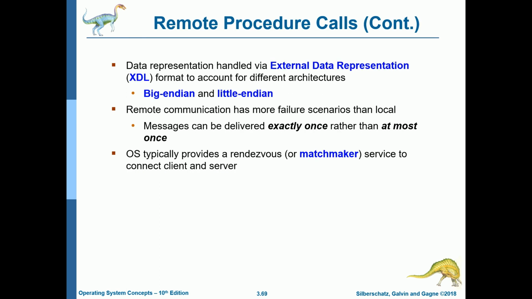Parameter marshalling addresses the issue concerning different data representations on the client and the server machines. Consider the representation of 32-bit integers, for instance. Some systems use what's called Big Endian, which stores the most significant byte first, while other systems use Little Endian, which stores the least significant byte first. In order to resolve differences like this, many RPC systems define a machine-independent representation of data. One such representation is called External Data Representation, XDR.